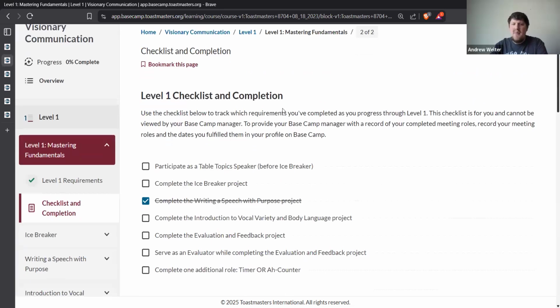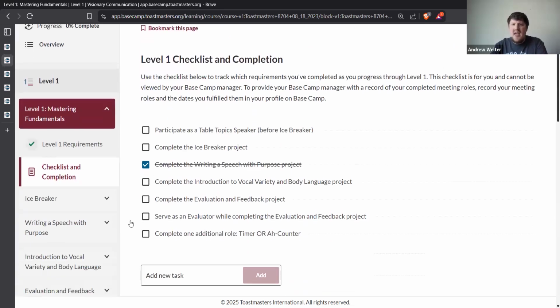But then if you go to the second page, this is the key thing that you're going to want to guide new members to, and actually even existing members. And that is this checklist and completion. It will tell them everything they need to do before they complete this level. So to participate as a Table Topics speaker, on Level 1, they go into a little bit more detail. They go through every single project.